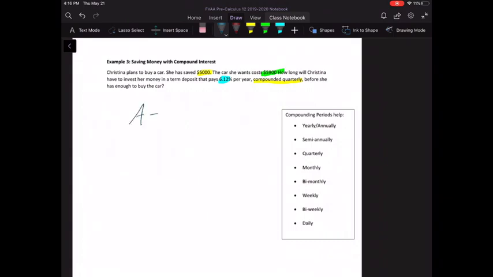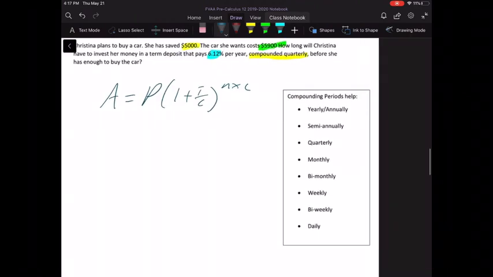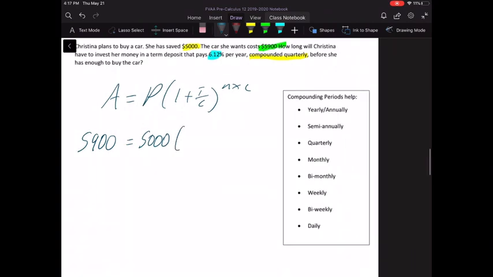Okay, so same equation again. A is equal to P, 1 plus i over c, to the power n times c. Again, the final amount she needs to have is $5,900. The initial amount she has is $5,000. Now we're solving for a different part of this equation, right? And then here it's 1 plus the interest rate in decimal form, so 0.0612 over c, and it's compounded quarterly, which is one of the possible compounding periods.